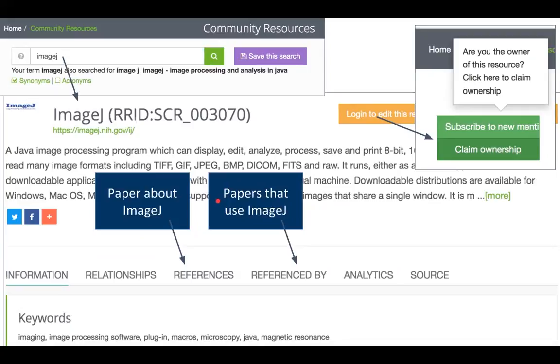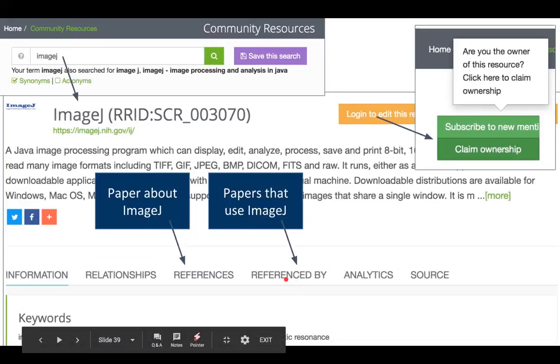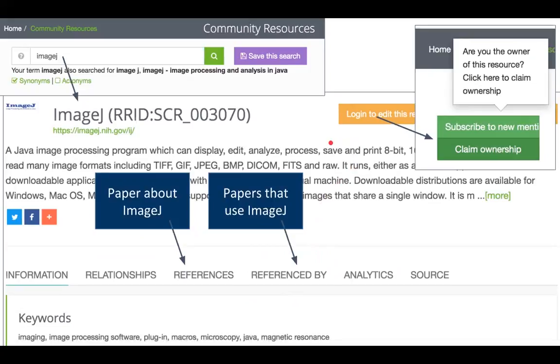Okay, so if there are papers that actually use ImageJ, if you click on the referenced by, those papers would be listed here. Now, what we'd love for all tool creators to do, and so if I were the creator of ImageJ, I would click on this button to log in, then I would claim ownership. So click on that, and then you have to write a little, one or two sentences to tell us who you are and why you think you own this particular resource.